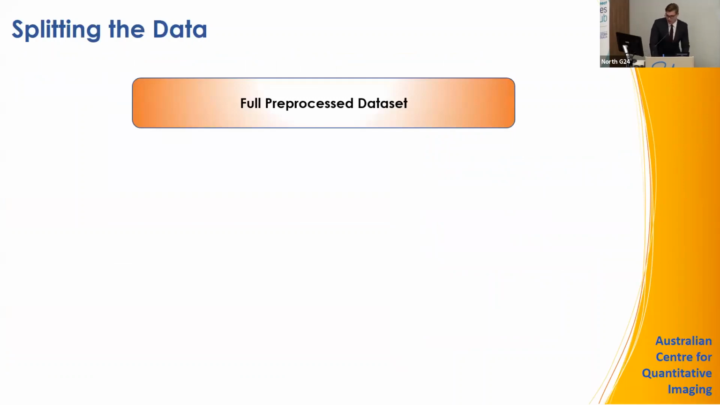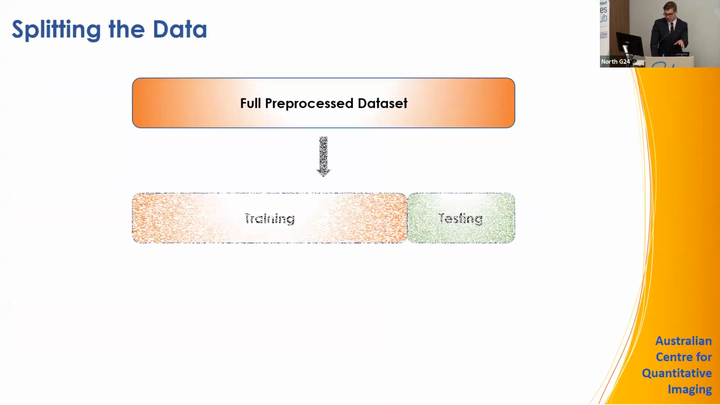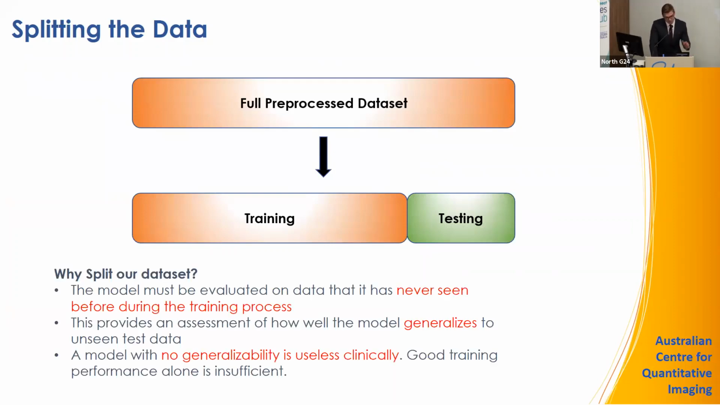And with this pre-processed data set, we actually want to split it, okay? So we don't want to train our machine learning algorithm on the whole data set itself. We want to split it into a training and testing set. The reason for this is that we have to evaluate our model on data that it's never seen before during the training process, okay? We need an independent assessment of how well the model performs. So we can't just train it and then test it on the same data that we've trained it on. That tells us basically nothing about how well it performs. And a model that doesn't generalize is clearly going to be clinically useless. So this is something that we have to do for every training process.